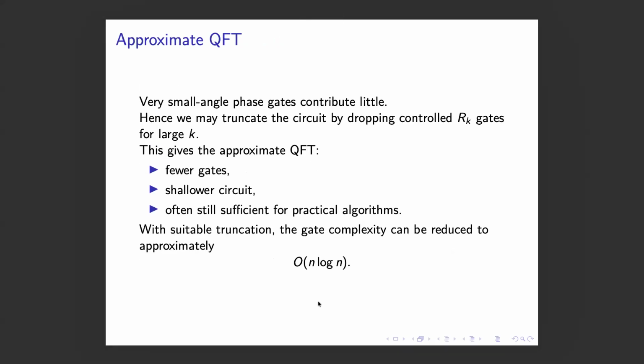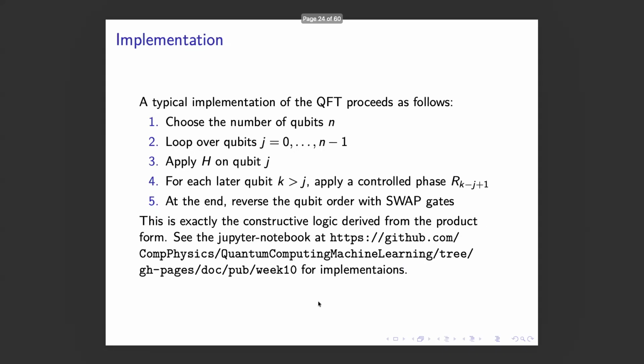Now, there's something which is also called an approximate QFT. When you have small angle phase gates, they normally just don't contribute much, and that can give fewer gates and a shallower circuit. And this is often what we are looking for. People have used machine learning to optimize the length of a quantum circuit. That's another interesting topic, which we will not cover for obvious reasons. I mean, there's a limit to how much we can put into 10 credits.